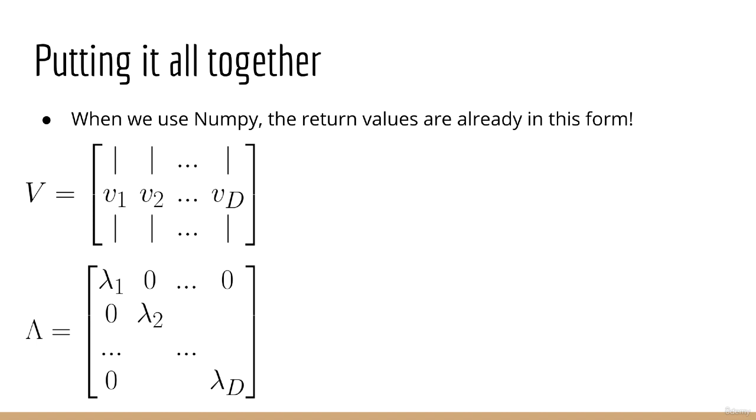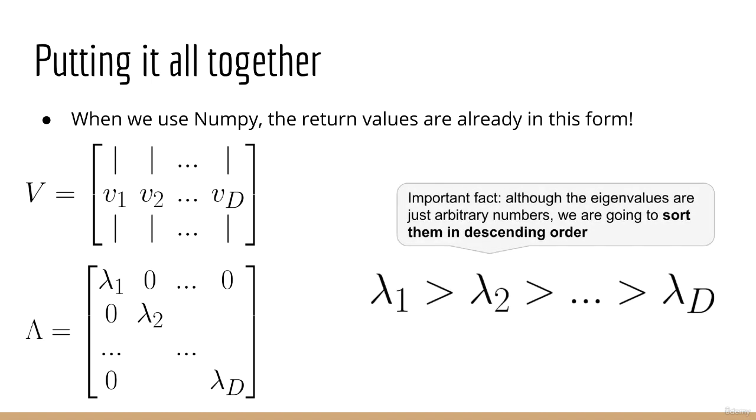But very importantly, we are going to sort these eigenvalues and the corresponding eigenvectors so that they are in descending order. Now the reason why won't be obvious now, but it will make sense in the end. So that's one important fact I want you to remember. Although these eigenvalues are completely arbitrary numbers, we're going to organize them in this big matrix lambda so that they are sorted in descending order. That is to say, from biggest to smallest. So lambda 1 is the biggest, lambda 2 is the second biggest, and so on, and then lambda d is the smallest.